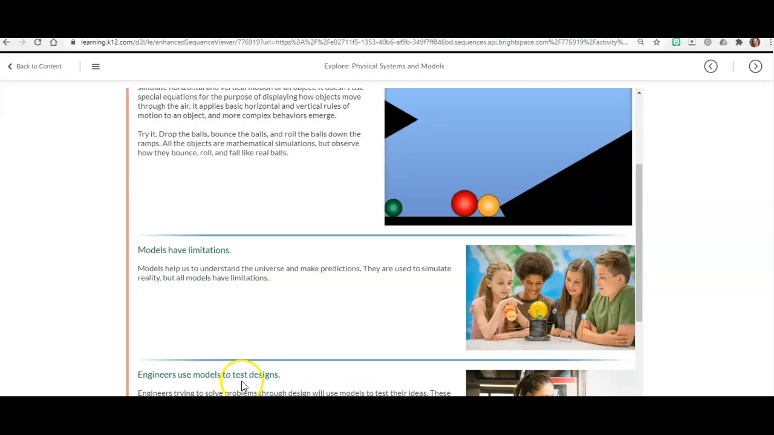So models do have limitations. That's something you want to write down too. They help us understand the universe and make predictions, and they're also used to simulate reality, but all models have limitations.